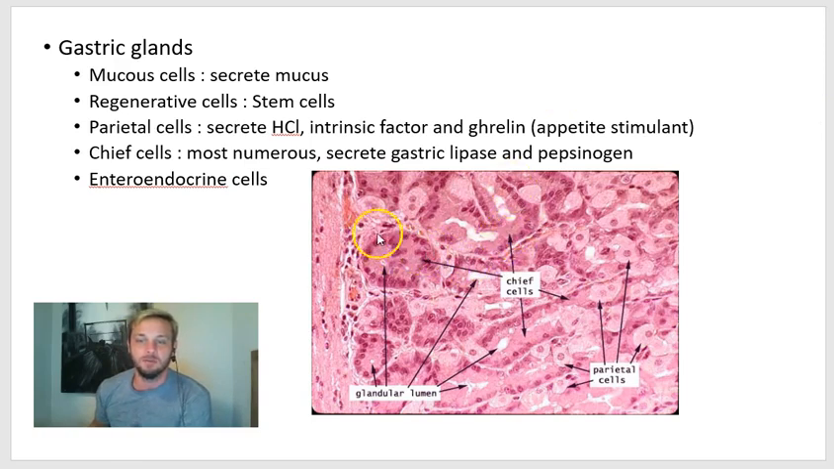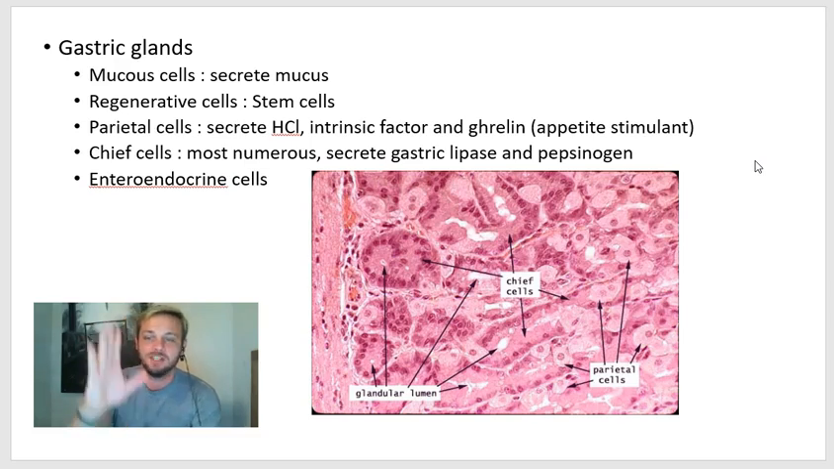The chief cells, those are going to be the ones that you find the most of. All these dark purple cells in here are chief cells. This is going to be the lumen of one of those glands. The parietal cells are these bigger, lighter pink cells where you can see that nucleus really well. These chief cells are the ones that are going to be making gastric lipase and pepsinogen. Pepsinogen is a precursor to pepsin.